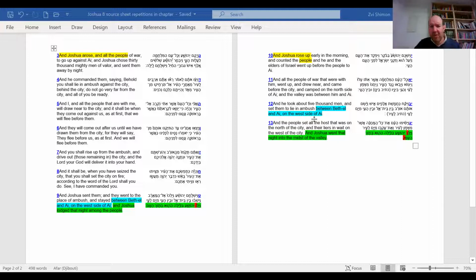And then you can see the correlation. I did it in color code here. Once again, the sending of an ambush, exact same location between Bethel and Ai on the west side of Ai, just like we found in verse 9, so too do we find in verse 12. And then a conclusion with a description of Joshua acting at night. First time Joshua lodging at night amongst the people. The second time Joshua went that night in the midst of the valley.